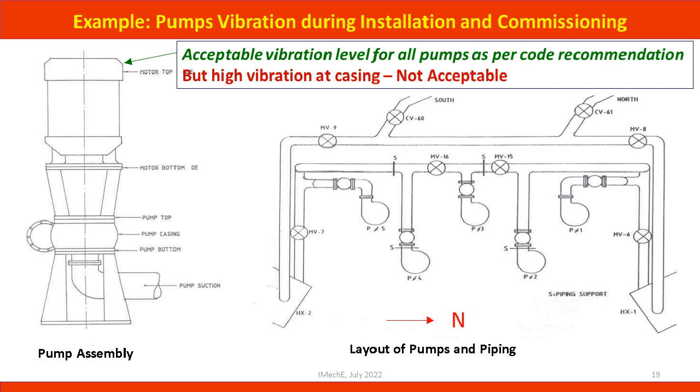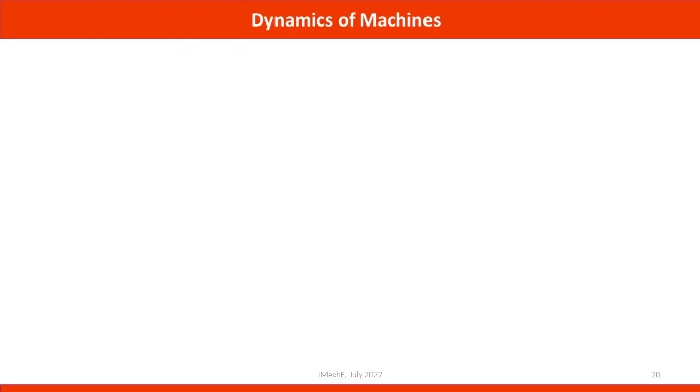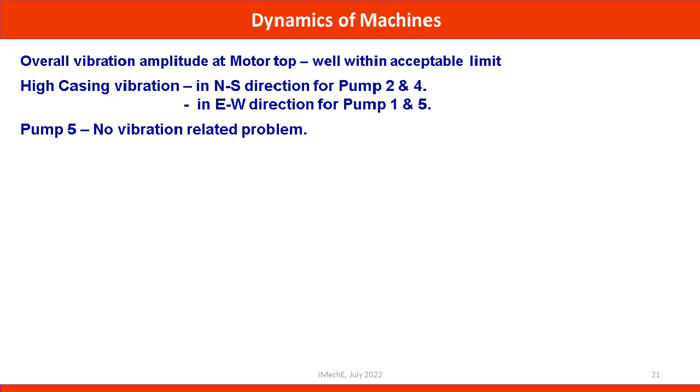So we looked into why this difference was coming. We did a modal test. When we say modal test, we try to understand the natural frequency and the shape of deformation. Here, the overall vibration amplitude at the motor top is well within the acceptable limit, but there is high casing vibration in the north-south direction for pumps 2 and 4 because they have identical piping layout, and in the east-west direction for pumps 1 and 5. And pump 3, which is in the center, is not having any vibration problem. The slide has a typo; pump 3 is not having any vibration problem.